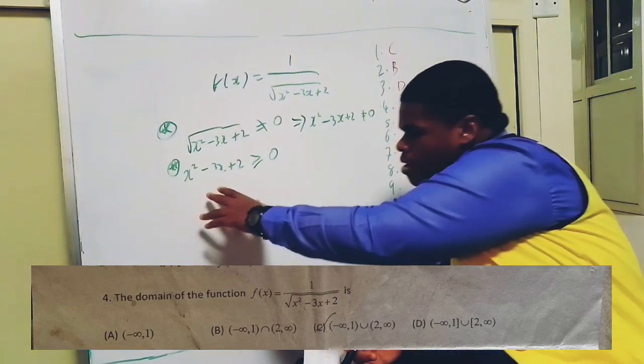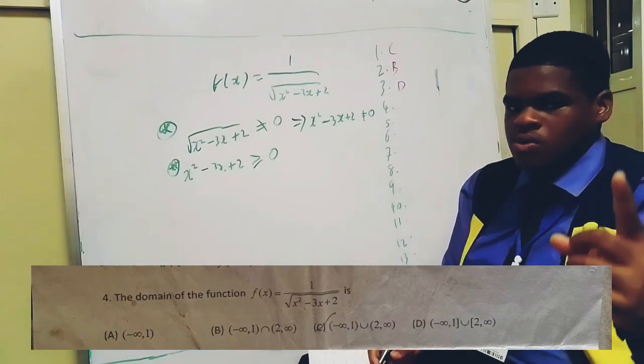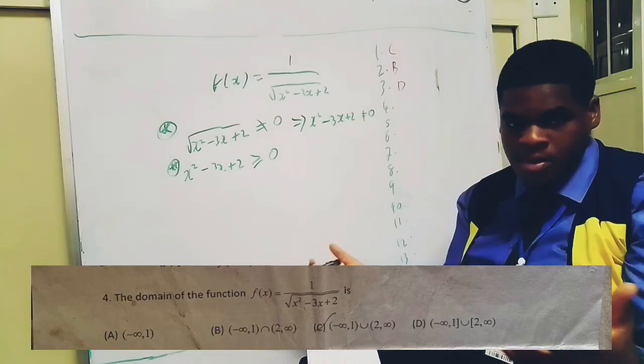Good. But in our second parameter, we have something similar. We have x squared minus 3x plus 2 should not be less than 0. That means in our second parameter, it can be equal to 0, because the square root of 0 is 0, which is a real number. It can be equal to 0.